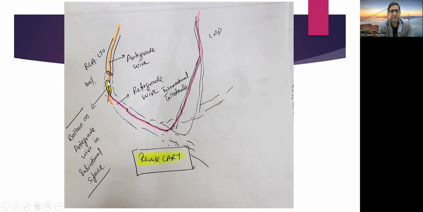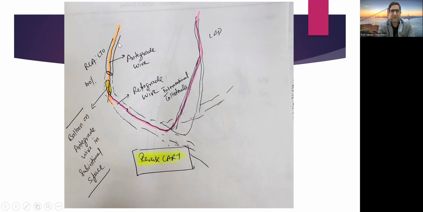If the wire is not able to go into the distal lumen, then we can take retrograde access. If good interventional collaterals are there, we can cross with the retrograde wire and try to negotiate the distal cap of the CTO. If you are not successful, then of course we can take a smaller size balloon, put the antegrade wire into the subintima and inflate the balloon. Once the balloon is inflated, we can steer the distal wire across the subintimal space while deflating the balloon over the antegrade wire.